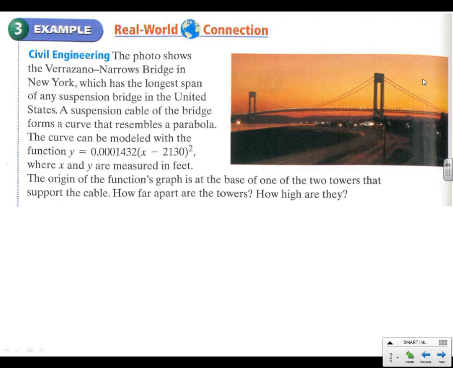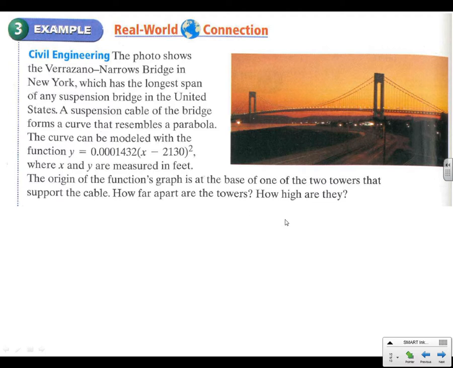All right, so now we got this word problem here. The photo shows the Verrazano Narrows Bridge in New York. It's the longest span of a suspension bridge in the U.S. And so the suspension of the cables simulates a parabola. And so we're going to model that parabola with this equation here. And this should look pretty familiar because it's in vertex form. Here's your a, x minus h, plus, oh, we're missing k. What would k be? If you said 0, nice job.